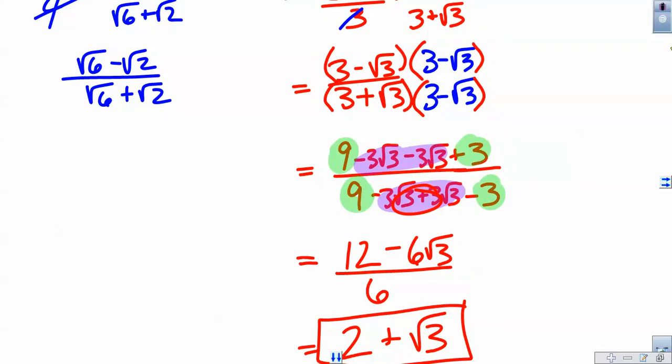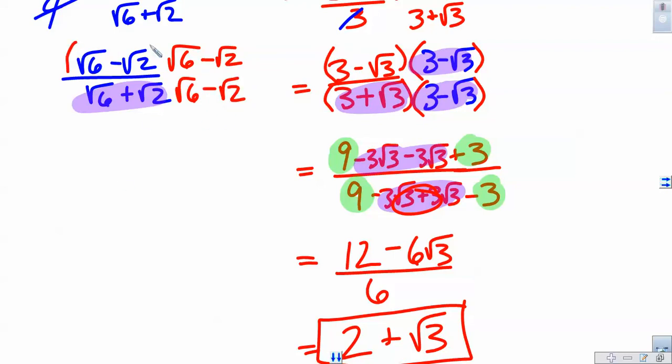Hey, boy, we lined this up quite nicely, right? Remember right here when we had this, I multiplied top and bottom by that conjugate? Let's do the same thing here. Let's multiply top and bottom by square root 6 minus the square root of 2. Square root of 6 minus the square root of 2. Alright, let's FOIL.